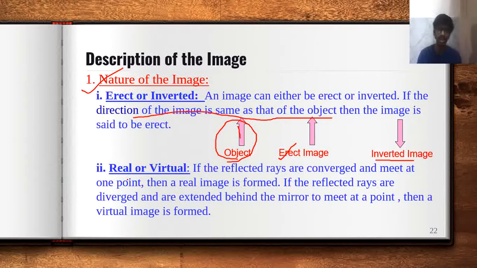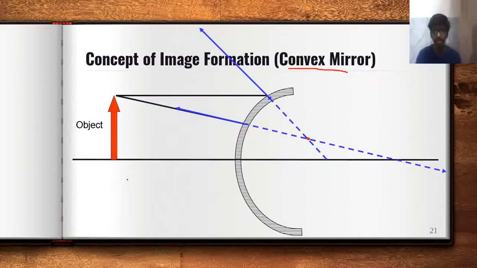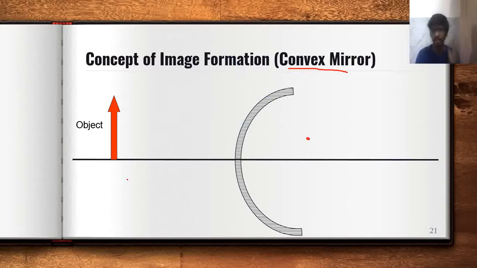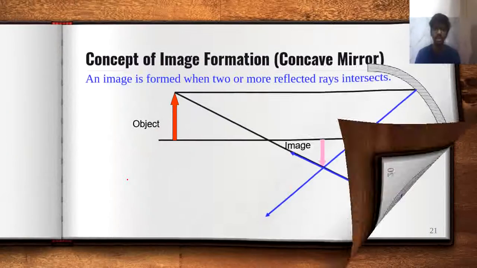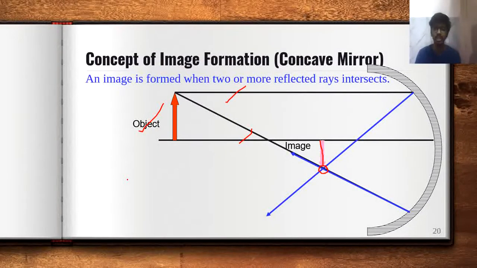This point I have already discussed. Here, the reflected rays are actually meeting. There is an actual intersection of reflected rays, so that means they are really meeting. The word real, get that point. There is a real intersection point of the reflected rays, so the image is real.